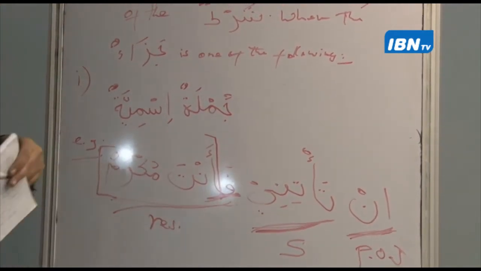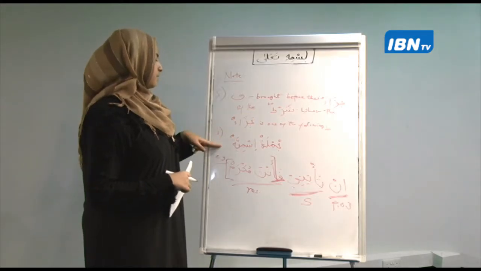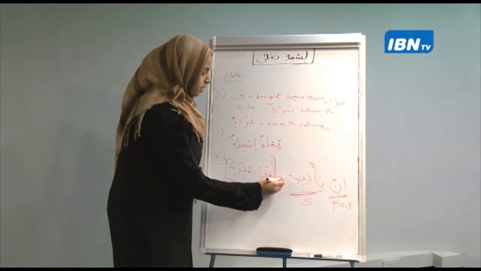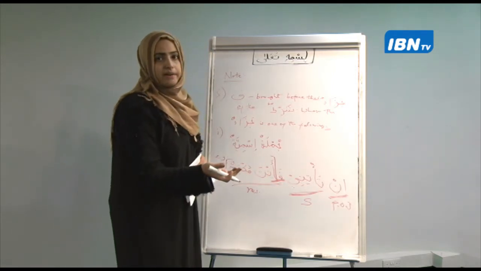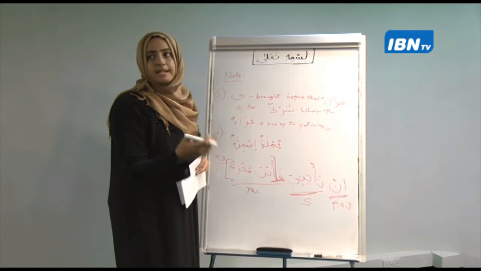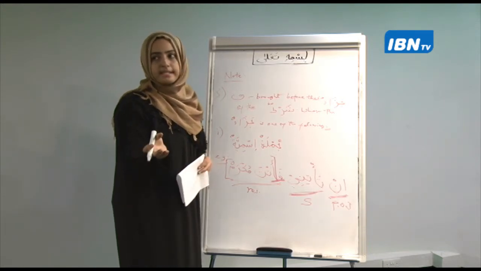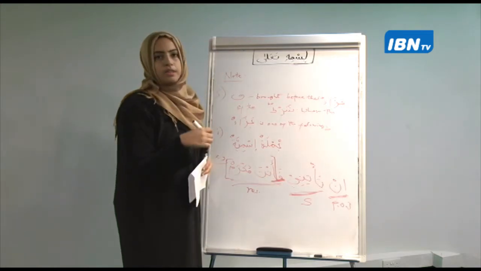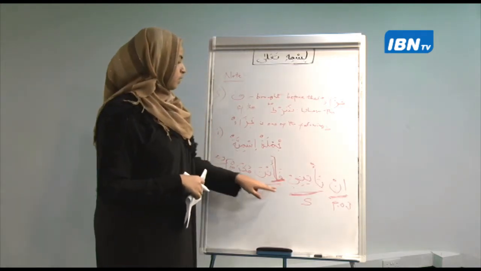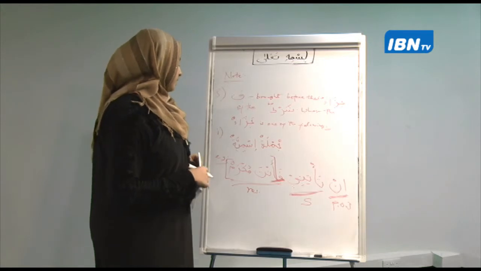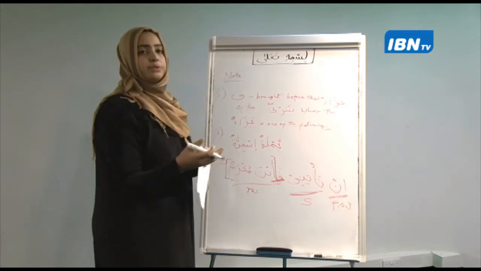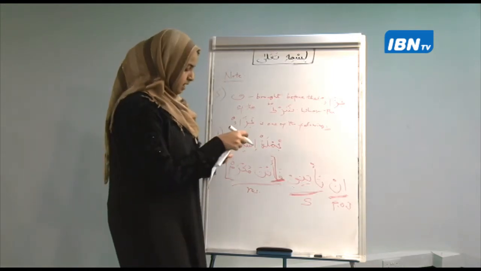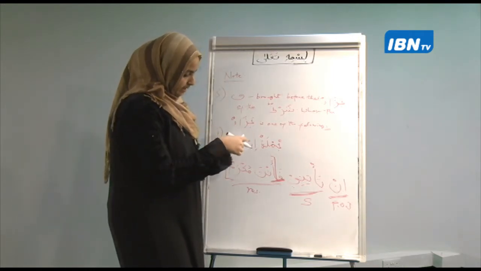When the jaza is jumlatul ismiya, my fa comes here before the result. What is my result? My result is anta mukramun. Where is the fa? The fa is brought here before the result. So in ta'tini fa anta mukramun: if you come to me, you will be treated hospitably. So that was the first case we had here.